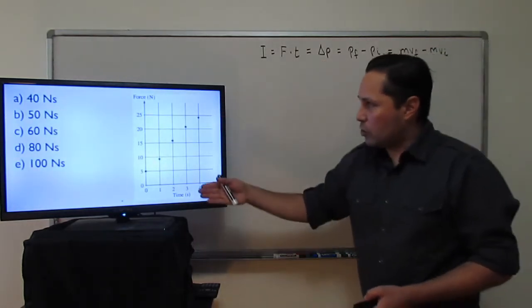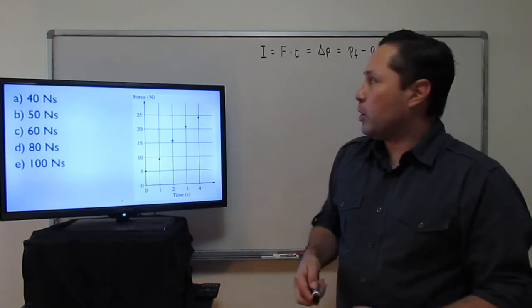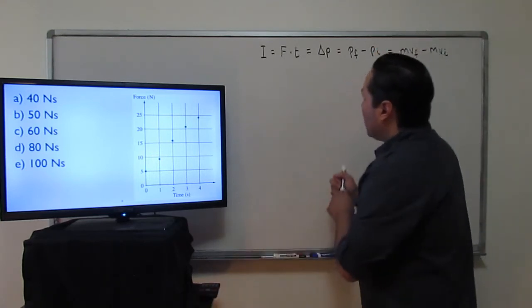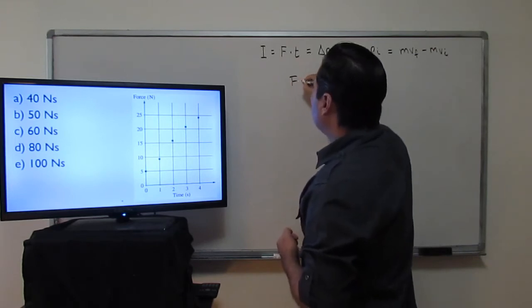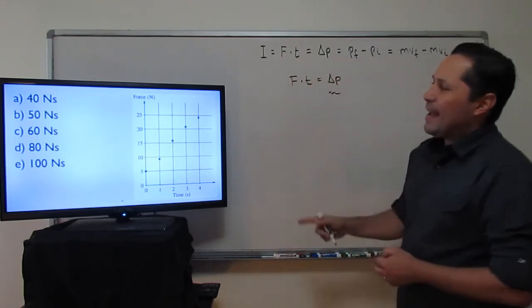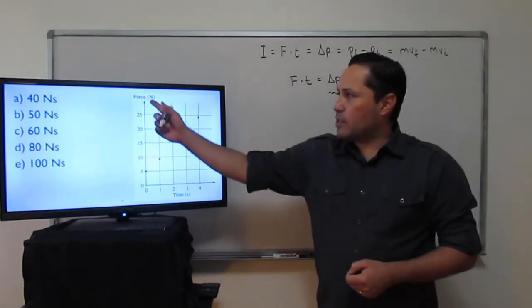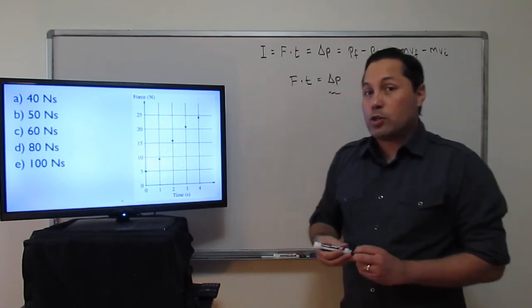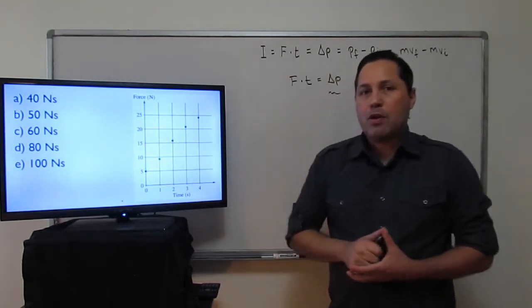Alright, so that's what we're looking for. And they give us this graph to figure it out. So we want to know what is the change in momentum. So I'm going to go ahead and take a moment to write down the formula. We know that force multiplied times time is equal to the change in momentum, and that's what we're looking for. And the graph here is, on the y-axis is force, and that's as a function of time on the x-axis. Alright, so we have force and time for this graph.